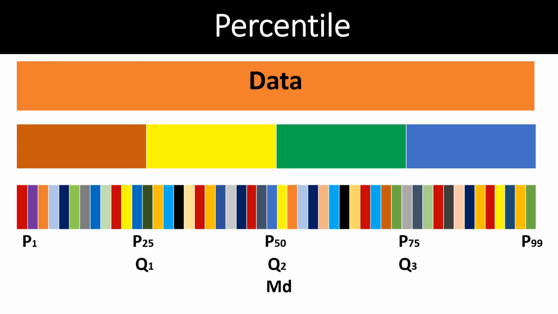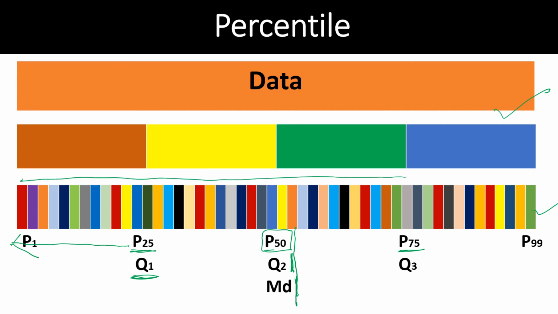Now moving to percentile. Percentile is which divides the whole data set into 100 equal parts. That means P50 will be its middle point, or you can say it as second quartile or median. All these will be same for one data set. Again, P25 means 25% of data lie below this point, which will be same as first quartile. And P75 will be 75% of data lie below this point, which will be same as third quartile or Q3.